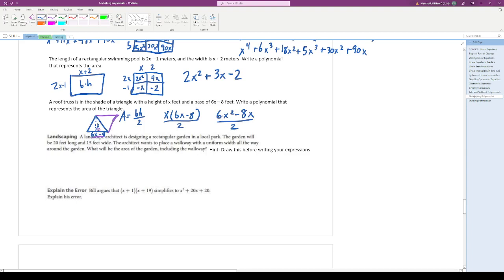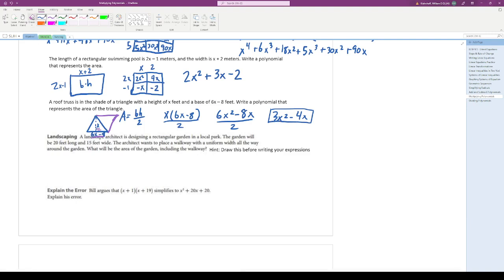And then we can simplify because all three terms here, the 6x squared, the minus 8x, and the 2, are all even. So we can divide them all by 2 and get 3x squared minus 4x. And then on bottom, we end up with a 1, so we don't need to write that. And that's our answer right there.